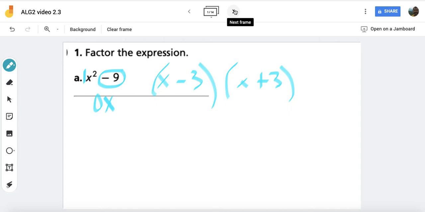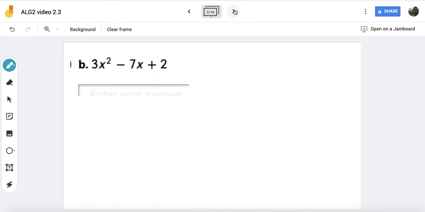And the other one to try was this one. If you haven't had a chance, click pause and give it a shot. Come on back. This is the one where the leading coefficient is not 1, so I need to take 3 times 2, which is 6. I need to find factors of 6 that when you add them together you get negative 7. So it could be 1 and 6, it could be 2 and 3, it could be negative 1, negative 6, negative 2, negative 3. Turns out to be negative 1 and negative 6, because when you add negative 1 and negative 6, you get negative 7.